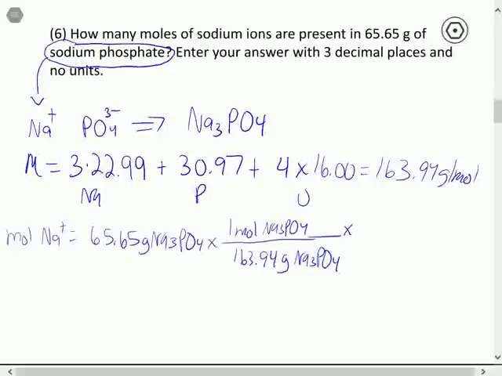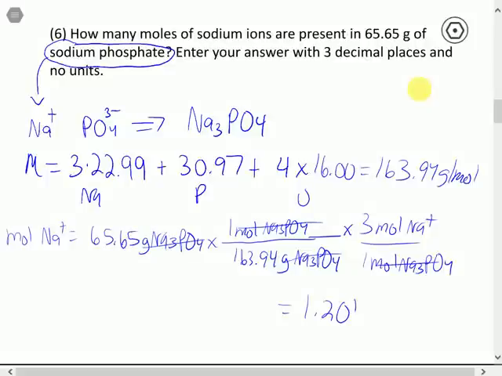But here's where a lot of people are going to stop and forget the last step, which is if we're looking for moles of Na+, we look at our chemical formula. Each sodium phosphate has 3 Na+. That's what that little 3 tells us in the formula. So we have 3 moles of Na+ for every 1 mole of sodium phosphate, Na3PO4. So don't forget that last step, and if you do all that, you should get 1.201 moles. Again, if this was a Blackboard problem, enter your answer without units, 1.201.